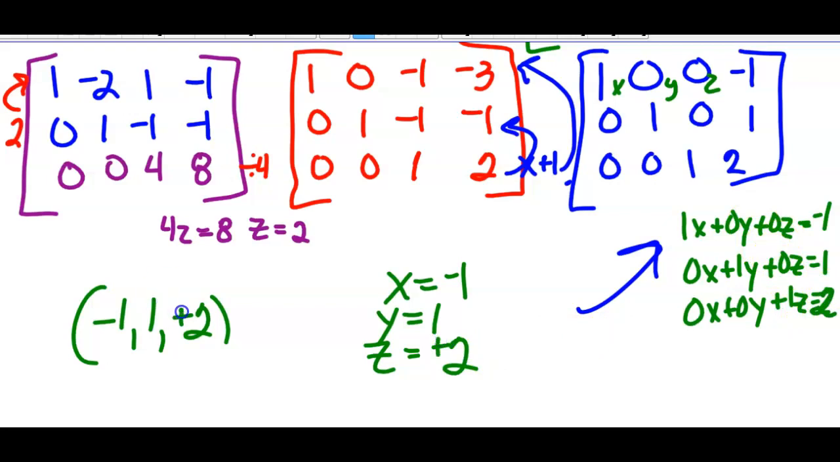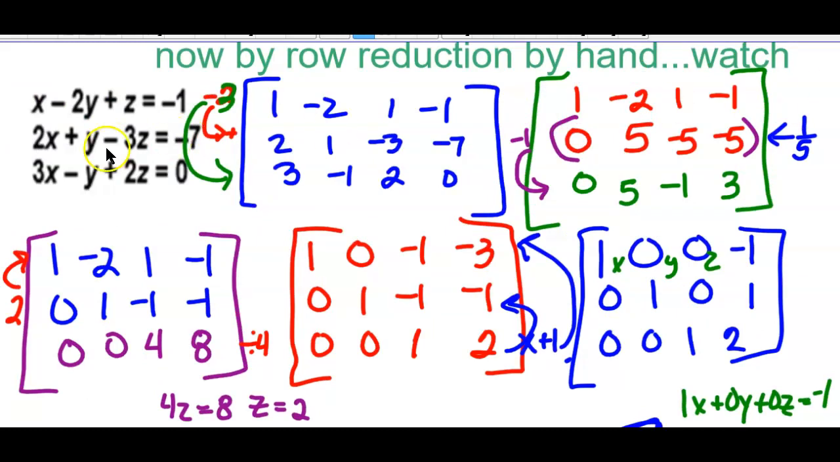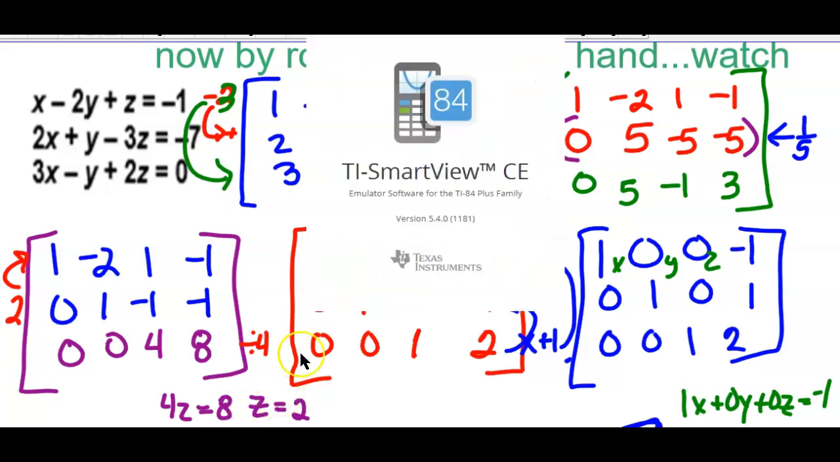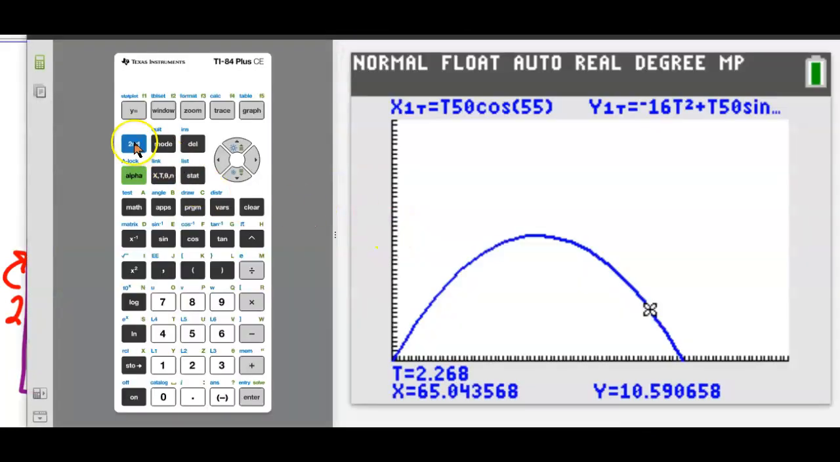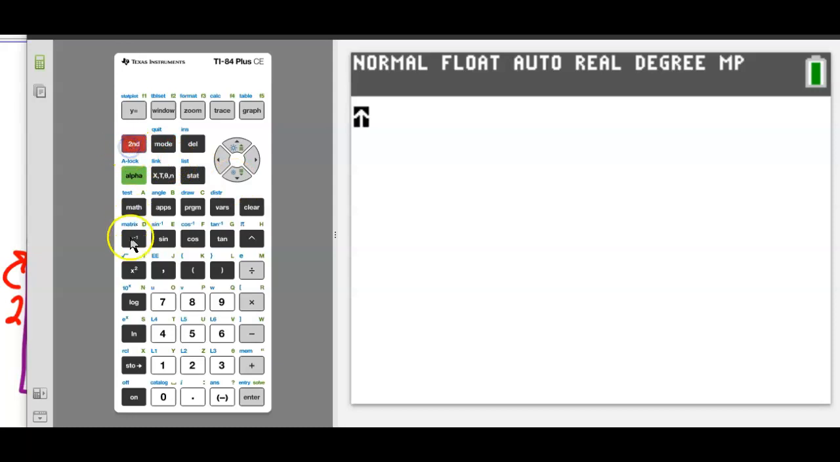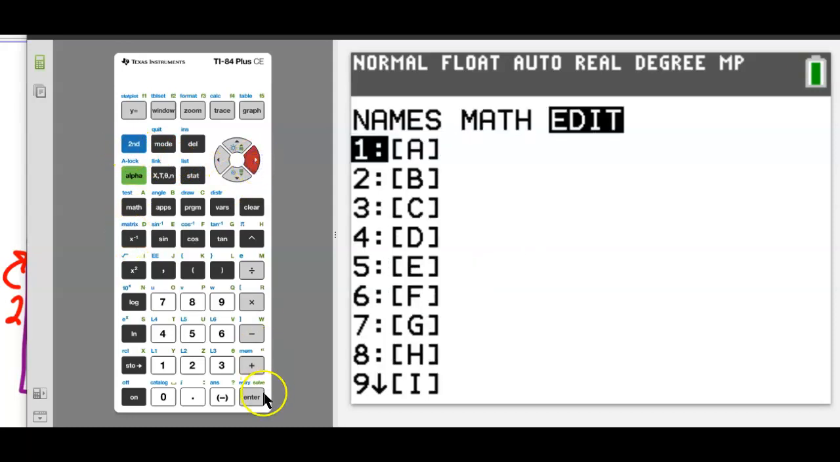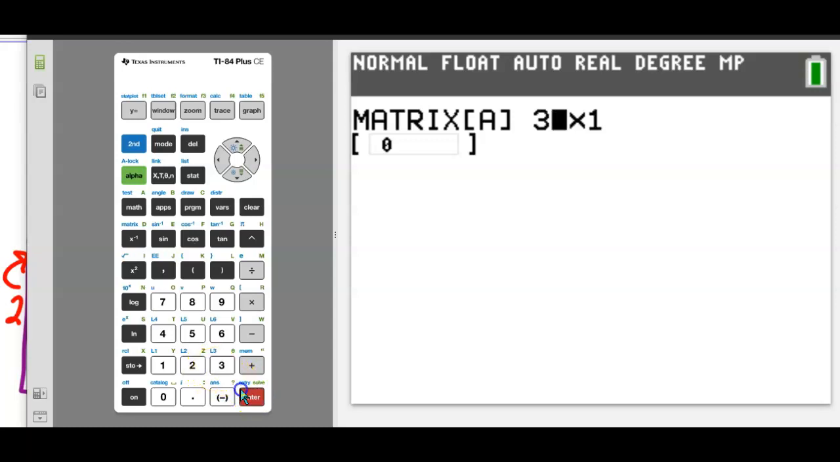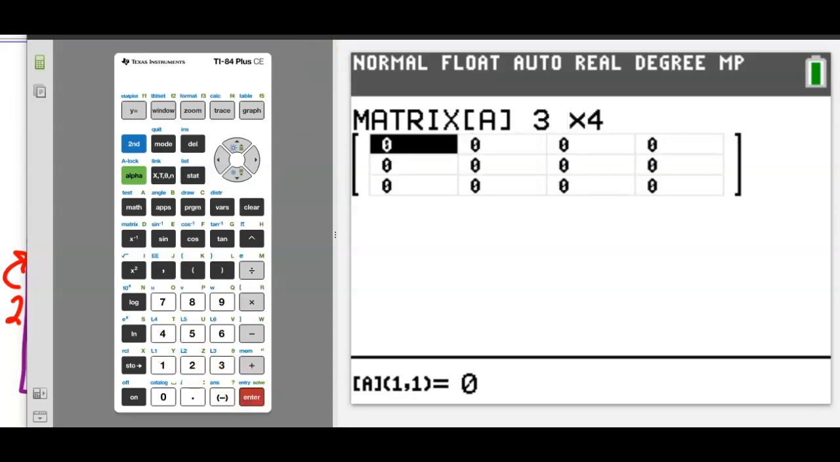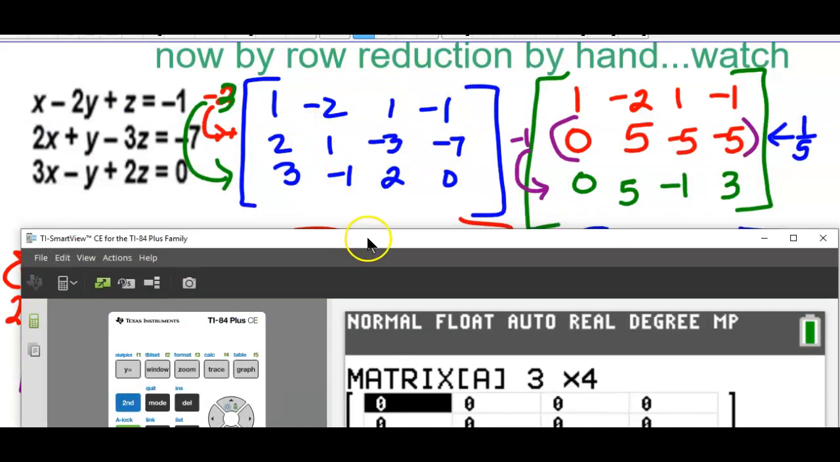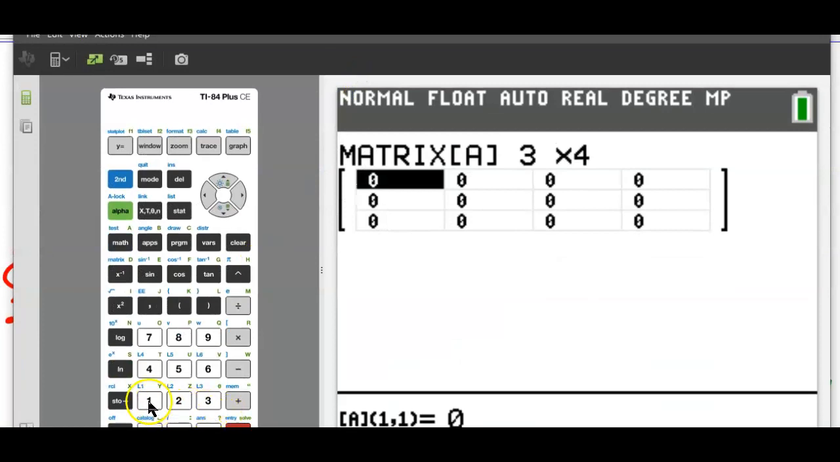Okay. Phew. Those are both long and complicated. What if I could enter this matrix right up here into my calculator, and it would magically change it to reduced row echelon form? I'm going to do that real fast, but then I'm going to do it slower and show you. But I'm going to do this one without talking through it too much. I'm going to go to Matrix, Edit, and I'm going to make a 3x4 matrix. And I'm going to put in this guy right here. 1, negative 2, 1, negative 1.